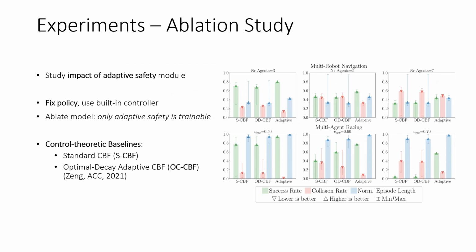In the second experiment, we study the impact of the adaptive safety component in isolation by fixing the policy with a built-in controller and only training the adaptive safety module. Compared with control-theoretic approaches, including standard and adaptive CBF, we show a significant improvement in terms of success in green, collision in red, and episodic length in blue. This is thanks to the trained adaptation.